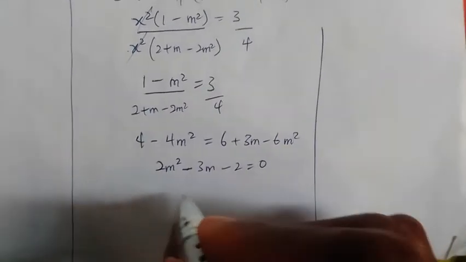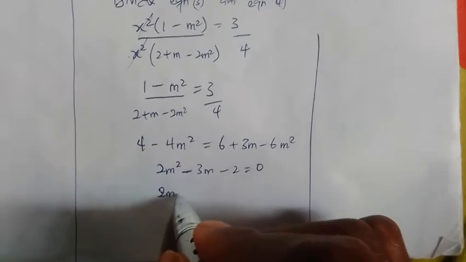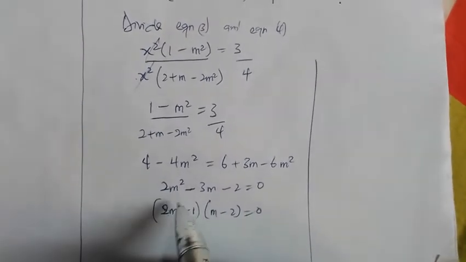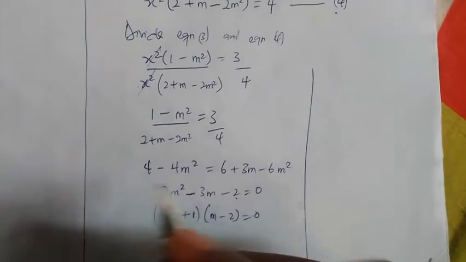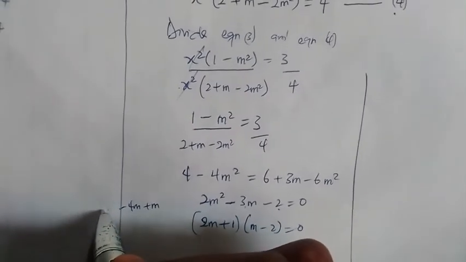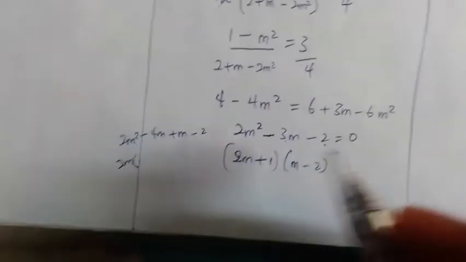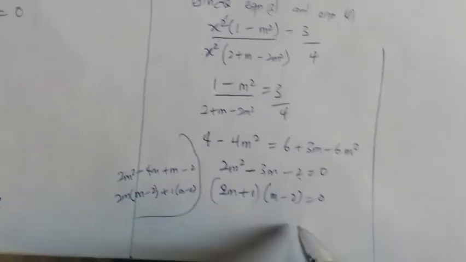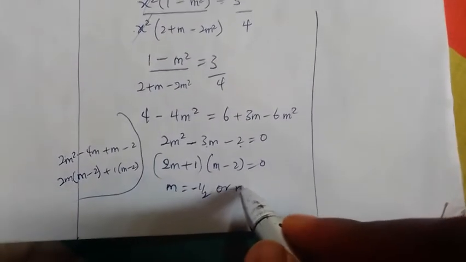From here, we factorize: 2m plus 1 and m minus 2 equals 0, such that minus 4m plus m gives us minus 3. Since we have 2m squared initially and minus 2 here, 2m comes out of one bracket and what remains is m minus 2, plus 1 into m minus 2. So from here, m equals minus 1 over 2, or m equals 2.